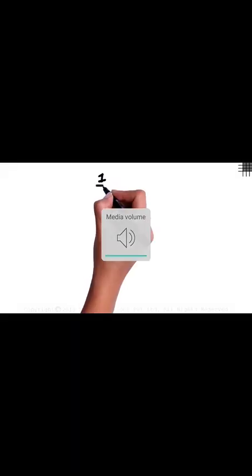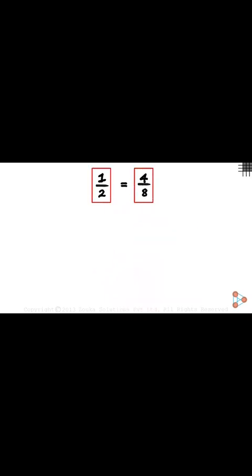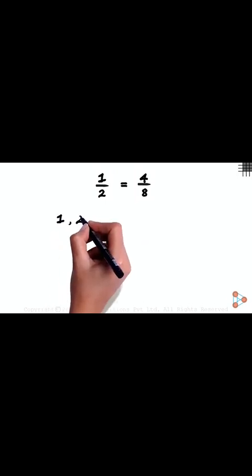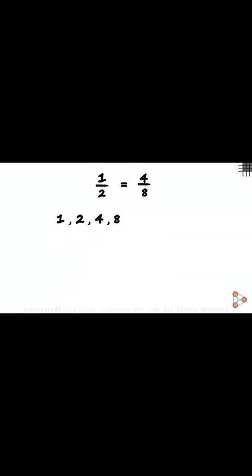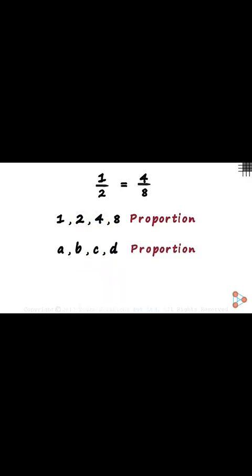The ratio 1 by 2 equals 4 by 8. Equal ratios simply mean proportion. We say that the numbers 1, 2, 4 and 8 are in proportion. 1 and 8 are the extremes and 2 and 4 are the means. The product of the extremes is always equal to the product of the means. If A, B, C and D are in proportion, then A by B will be equal to C by D.